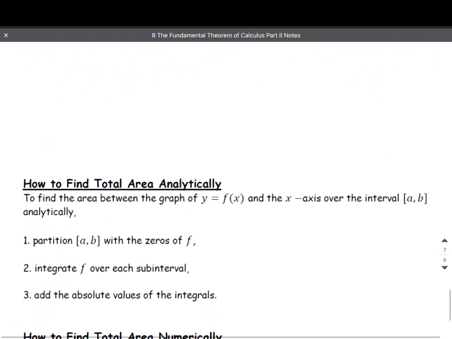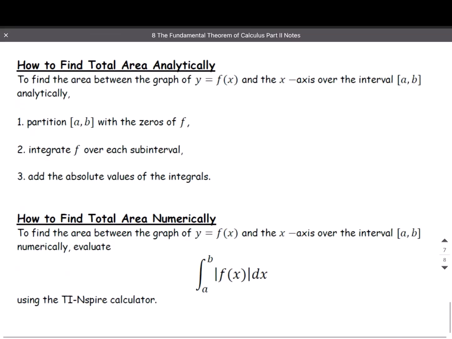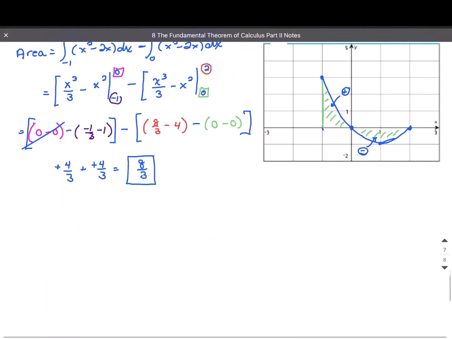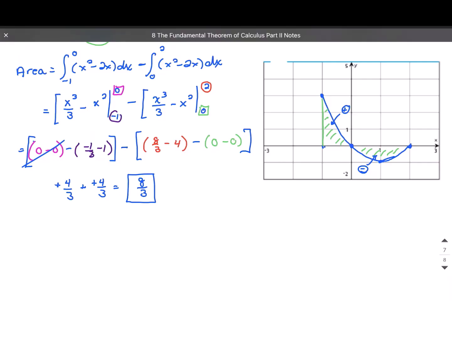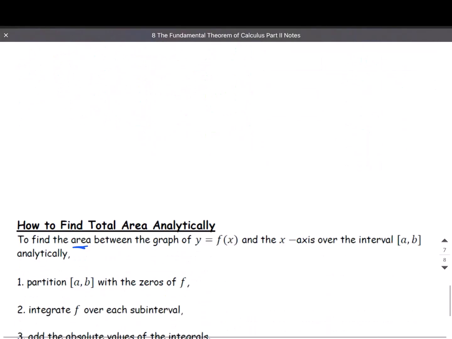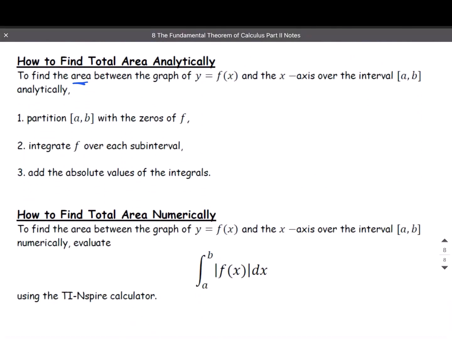Awesome. Now just a couple things here. If you're finding the total area analytically, you want to find the area between the graph of y equals f of x and the x-axis over the interval from a to b. Partition the interval where the zeros were, just like we did here. We found the zeros were at 0 and 2. We broke it up into 2 integrals, from the start to the 0, from the 0 to the end. So we partition it. We integrate f over each subinterval. Okay, we can add the absolute values of the integrals, or we can subtract the negative.